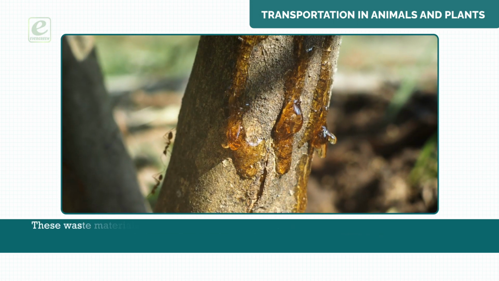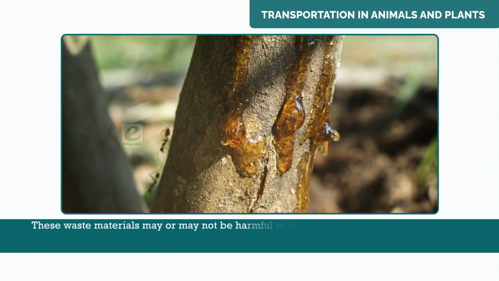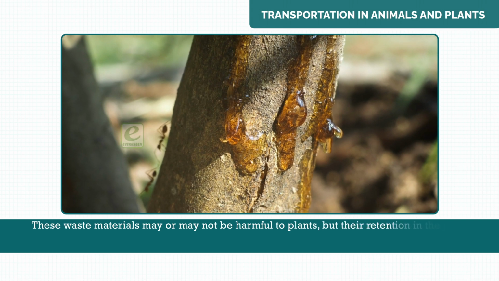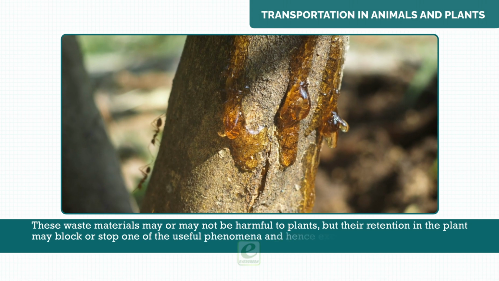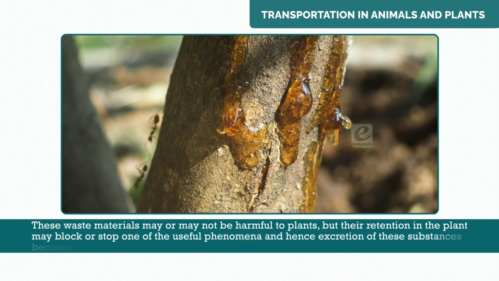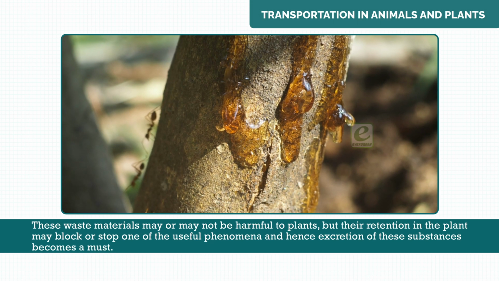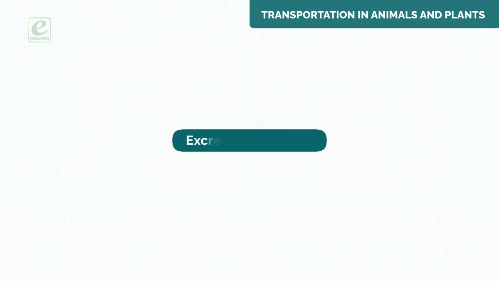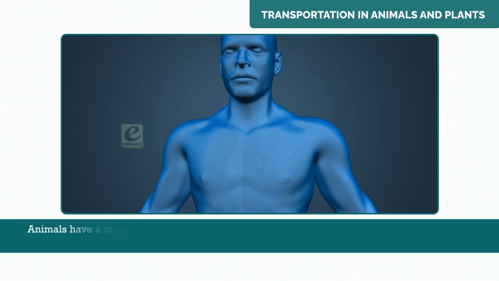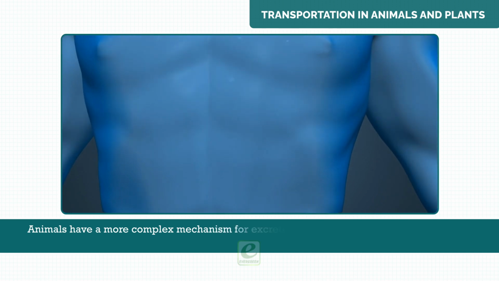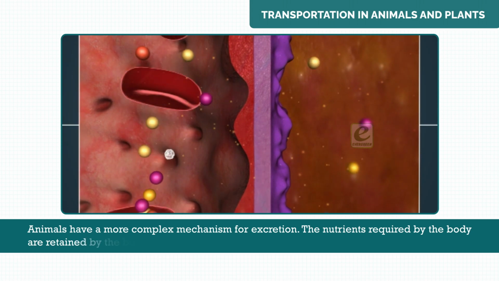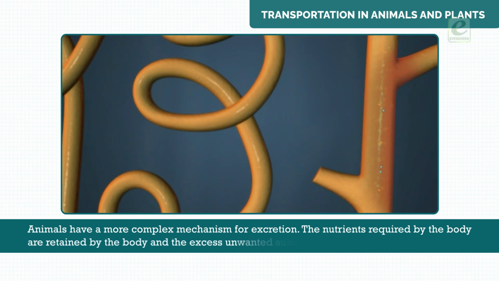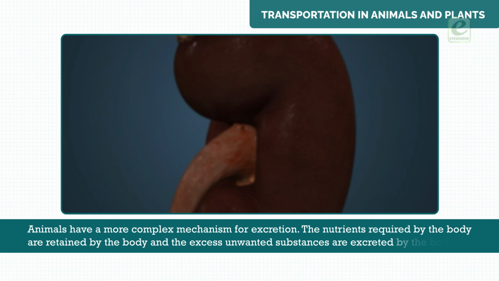These waste materials may or may not be harmful to plants, but their retention in the plant may block or stop one of the useful phenomena, and hence excretion of these substances becomes a must. Excretion in animals. Animals have a more complex mechanism for excretion. The nutrients required by the body are retained by the body, and the excess unwanted substances are excreted by the body.